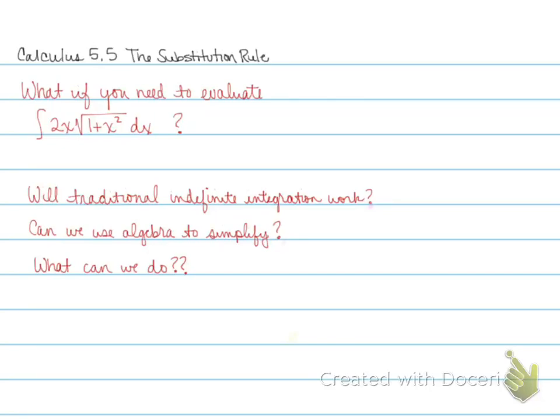Section 5.5 in your book covers the substitution rule, also known as u-du substitution or u-substitution. Chapter 5.5 in Stewart's Calculus with Early Transcendentals, 7th edition. So what do you do if you've got to evaluate an integral like this one right here?